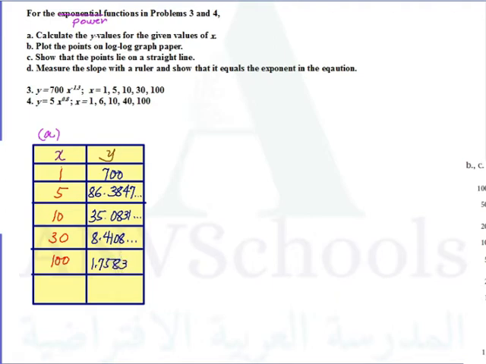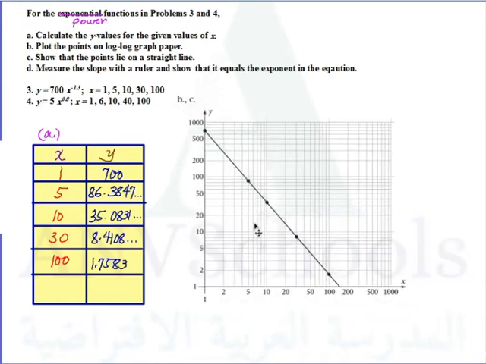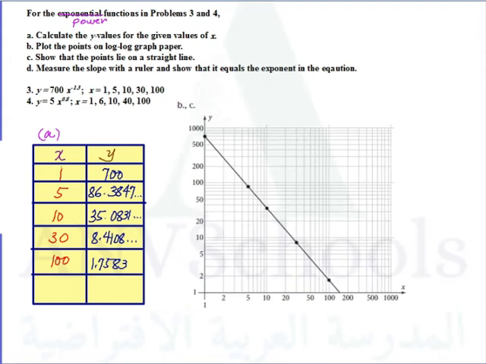So now let us see the graph on a log-log graph paper. Remember that log-log graph paper is used for power functions. So let us replot the points. My first point is 1 and 700. So there is a y-intercept here. Okay. Next we have 5 and 86.3847. So it's here. Okay, and then 10 and 35.0831. Okay, so it's in between 20 and 50.